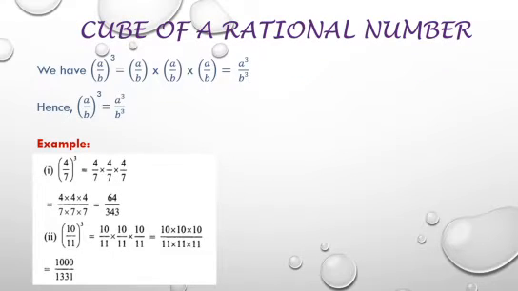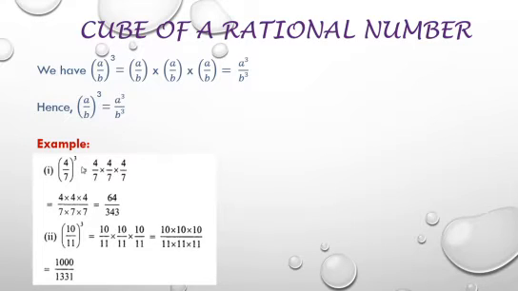Cube of a rational number. If we want to find the cube of a rational number a by b, the method is the same. We have to multiply that rational number 3 times, and then multiply all the numerators together and all the denominators together. So we can say a by b whole cube is equal to a cube by b cube.